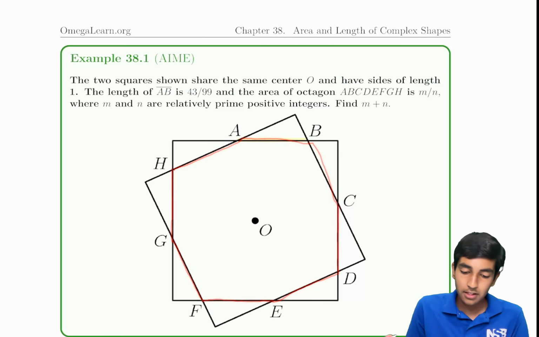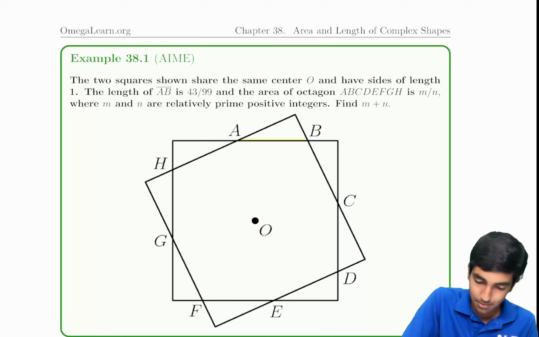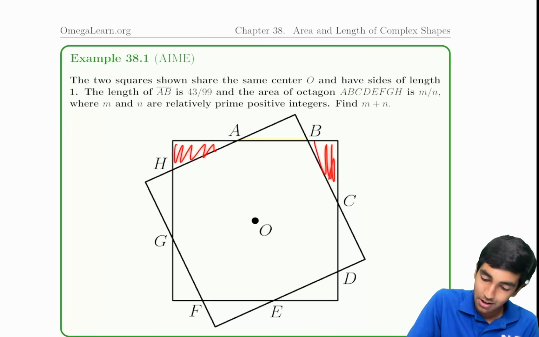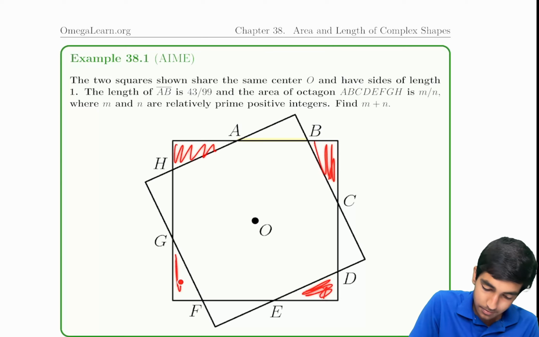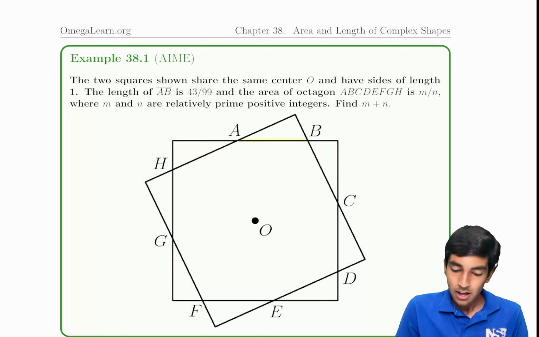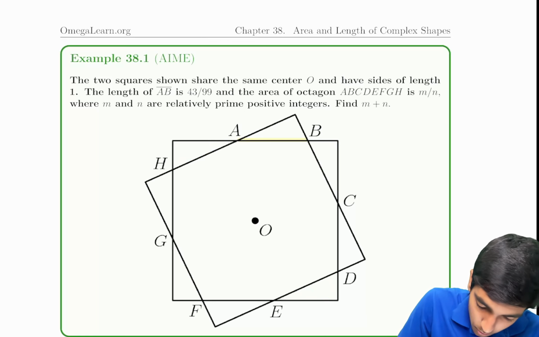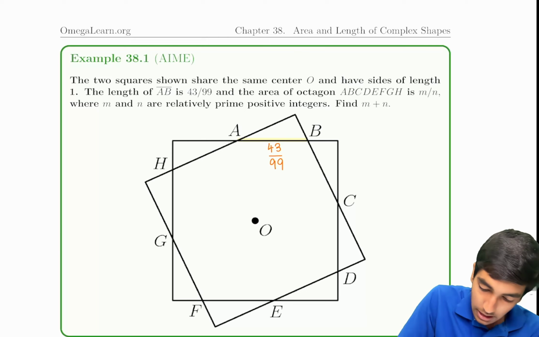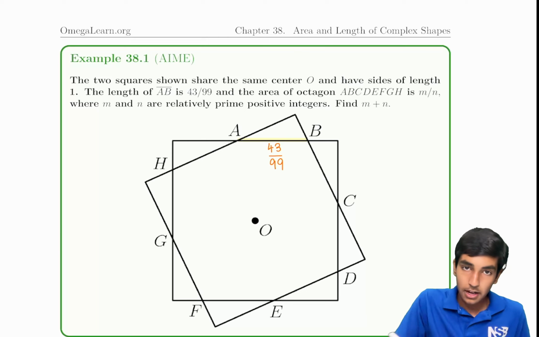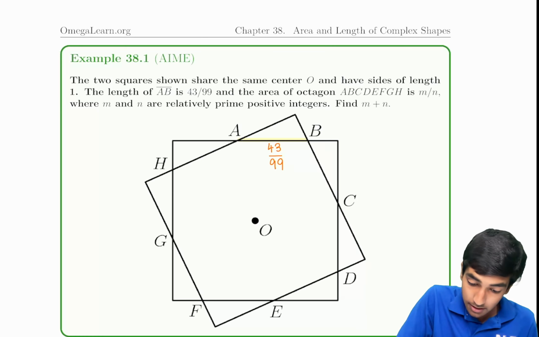Well, intuitively it might seem obvious. We want to find the area of the square, which is, of course, 1, and just subtract off 4 triangles. Okay, so we're also given AB is 43 over 99. And it turns out, by symmetry, because we're rotating it, it's going to be the same everywhere.